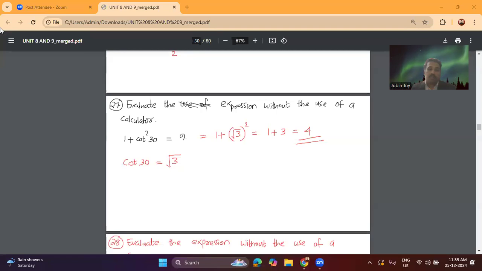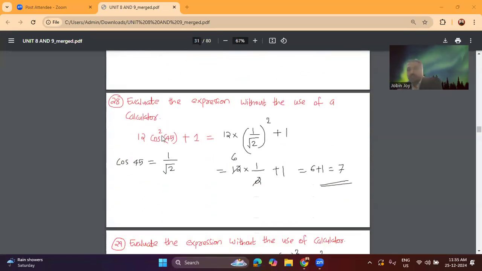Then question number 28. Evaluate the expression 12 cos square 45 plus 1. First of all, calculate cos 45. What is cos 45? Cos 45 is 1 by root 2.